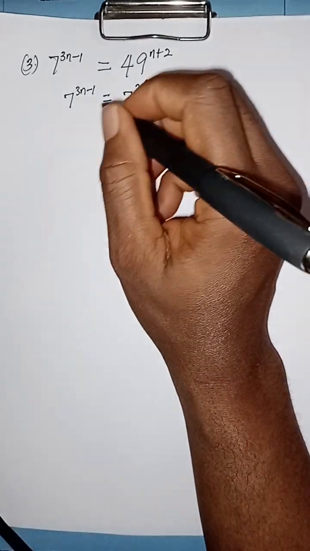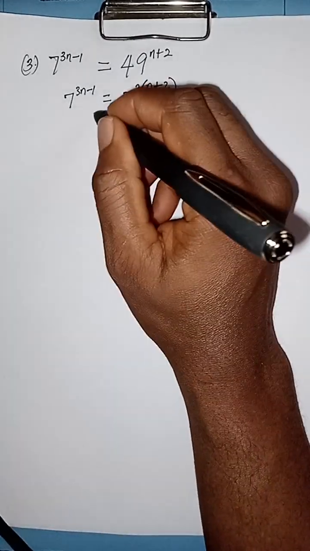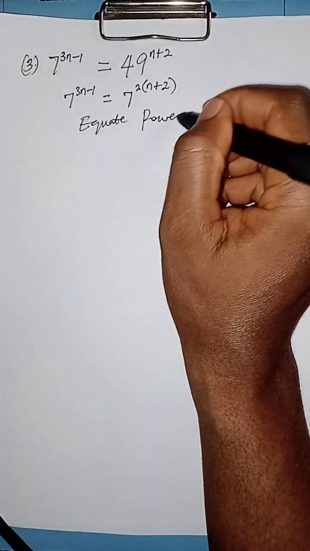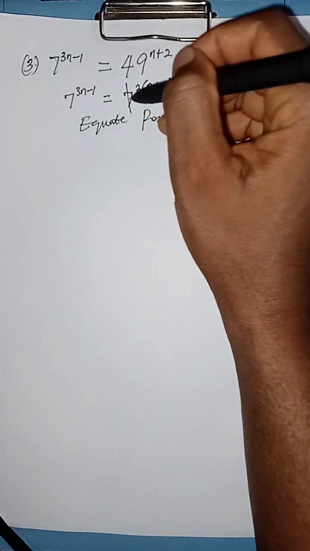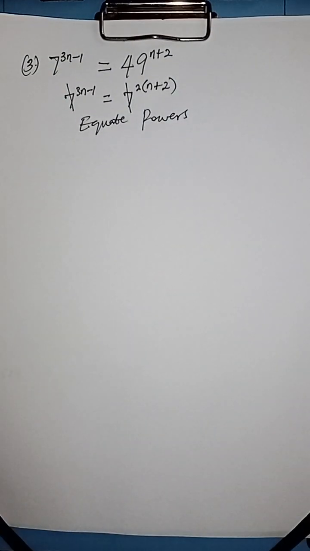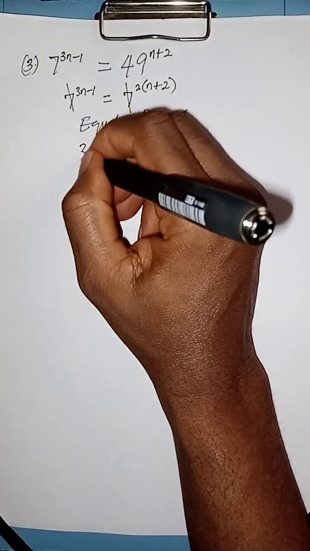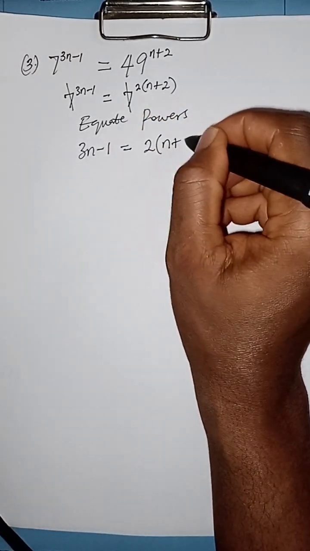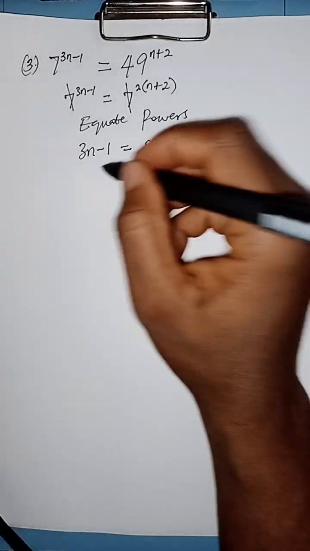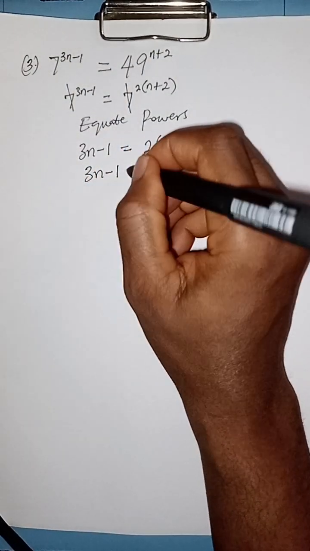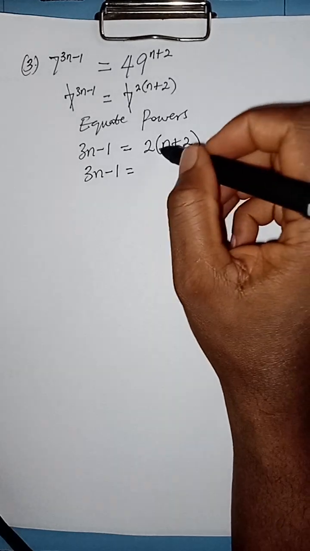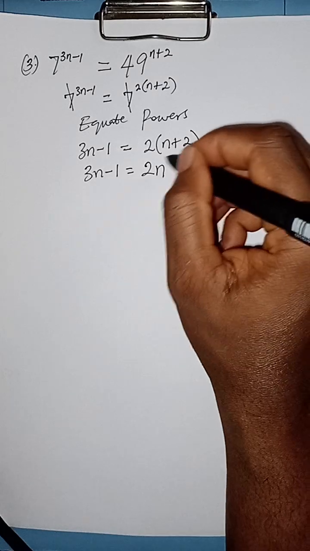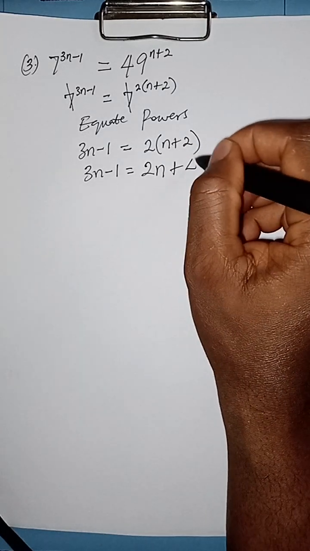So the bases are the same. So once they're the same, you equate powers. So you cancel out the base. And then if you do that, you'll be left with 3n minus 1 equal to 2 open bracket n plus 2. So this is 3n minus 1 equal to, now let's expand the bracket. 2 times n is 2n. 2 times plus 2 is plus 4.